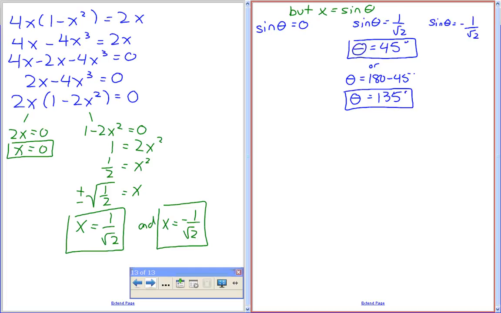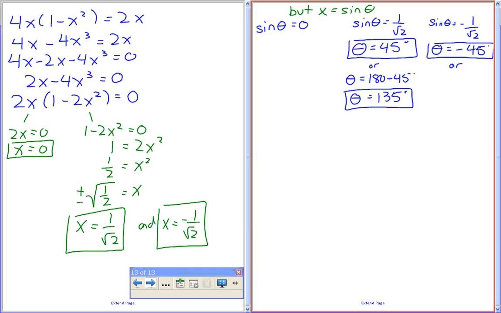Okay, let's do the one on the right-hand side. If sine theta is negative 1 over root 2, what is theta going to equal, please? Use your calculators if you need to. Negative 45 is what it's going to be. Again, if you need to use your calculators, go ahead. I don't mind that on this test.